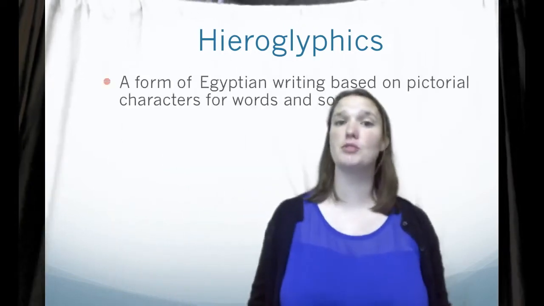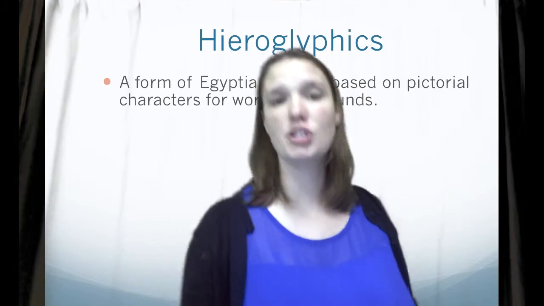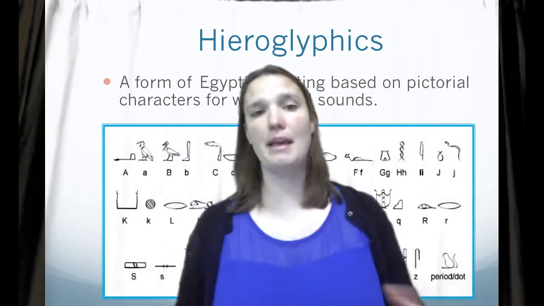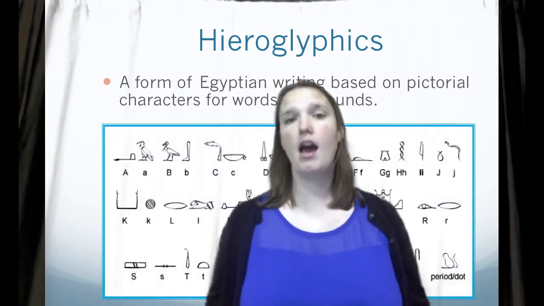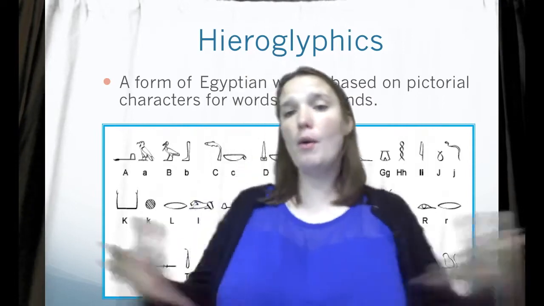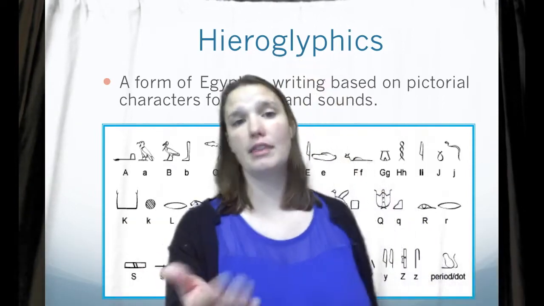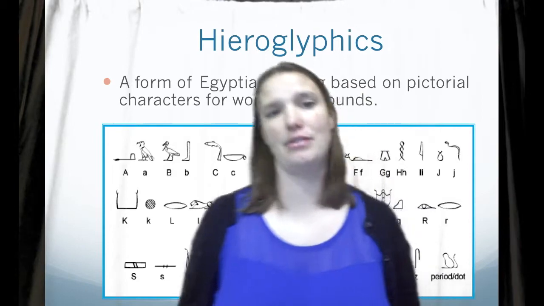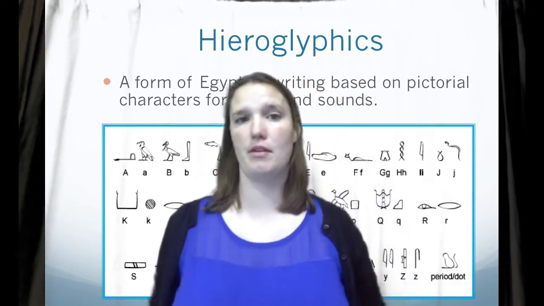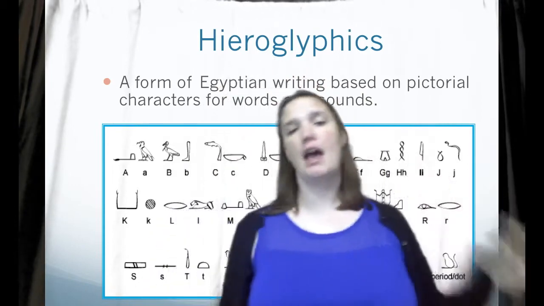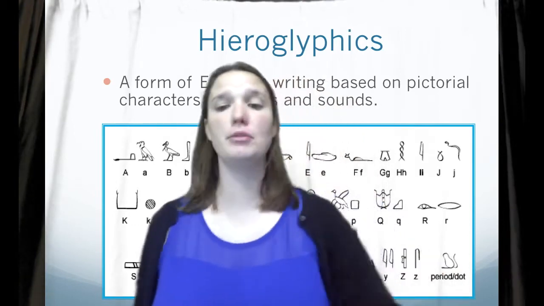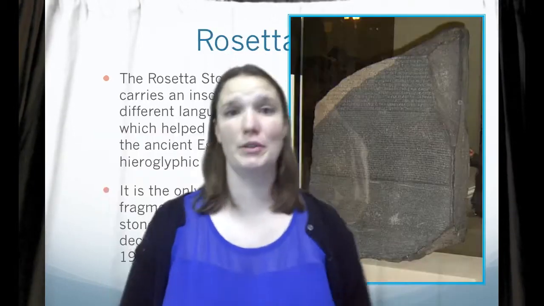It's a form of Egyptian writing based on pictures. Okay, these are some examples that we see. And how in the world, when you look at that, how did anyone figure out that a bird means A, uppercase A, lowercase? How did they figure that out? Well, they were able to use something called the Rosetta Stone.